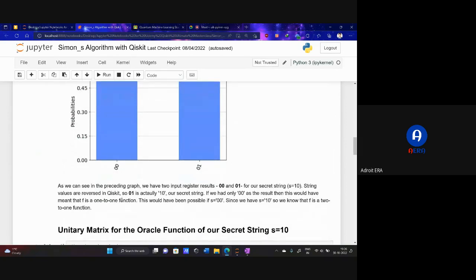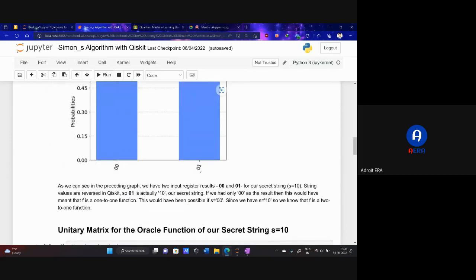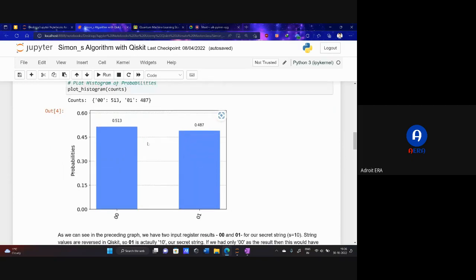So what is the meaning of this? As we can see, we have 0 0 and 0 1, and 0 1 is our secret string also. The secret string is 1 0 basically, so this is just the reverse, as you already know. If we had only 0 0 as the result, this would have meant that f is a one-to-one function, but you can see it is not only a 0 0 result. The result is split, right?